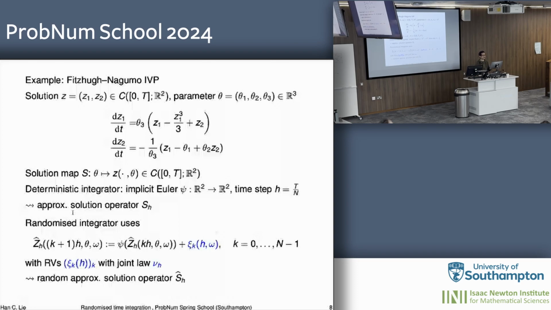The randomized integrator does exactly the same, except that, as you know, we add a random variable at each time step. And this yields a random approximate solution operator S hat subscript h. So I'm going to denote by nu_h the joint law of all of these random variables that I add over the course of my solution.